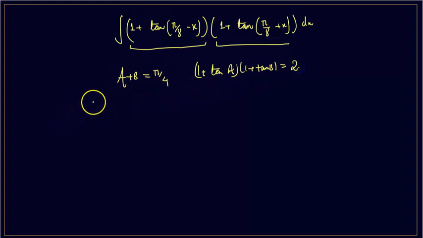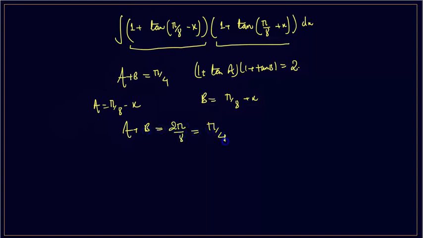Now let's check the value. If I'm writing a as equal to pi by 8 minus x, and b as equal to pi by 8 plus x, if I add these two values, you will get 2 pi by 8, that is equal to pi by 4.